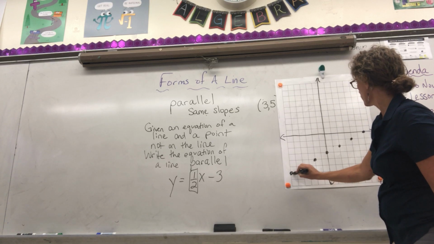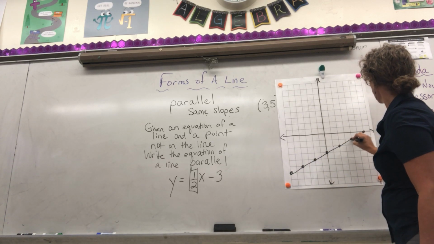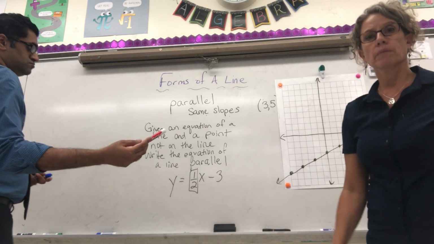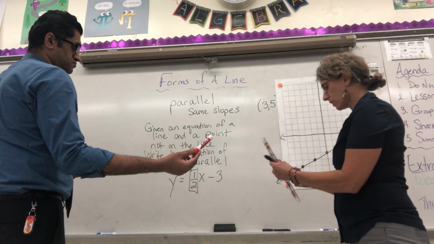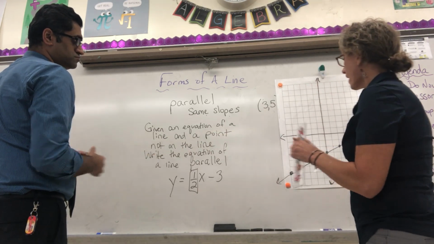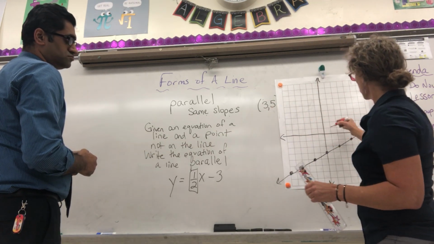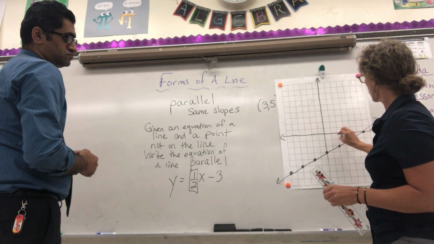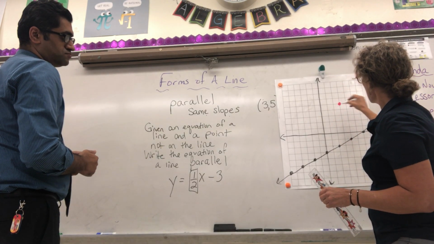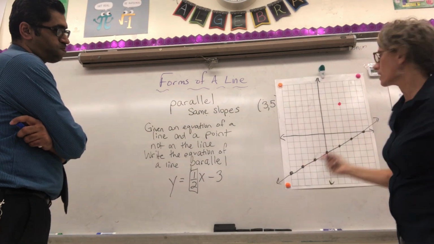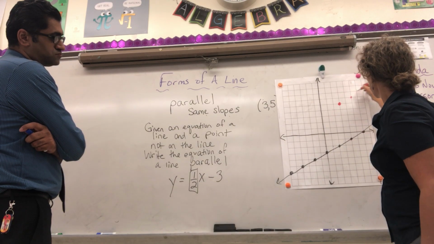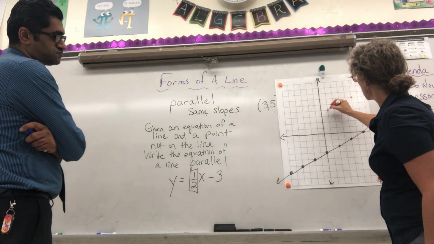Now I'm going to connect those for the original line, and I want to draw a line parallel to that. So the parallel line has the same slope, and we want it through the point 3, 5. So 3, 5 is here, and as long as my slope is the same, which is 1/2, then I'm guaranteed that this line is parallel.